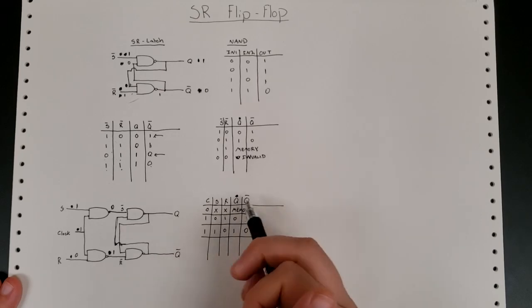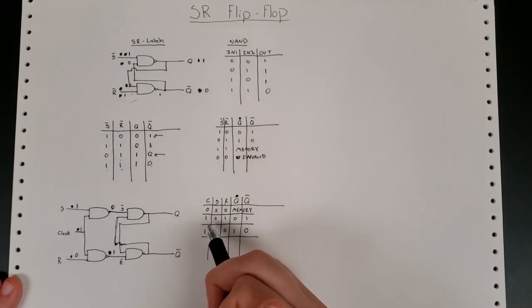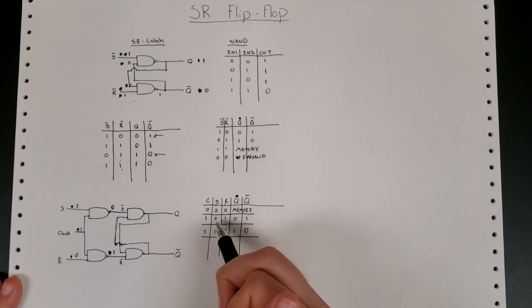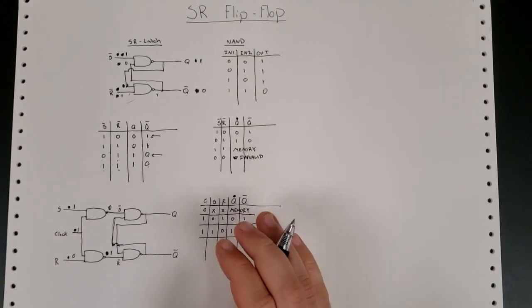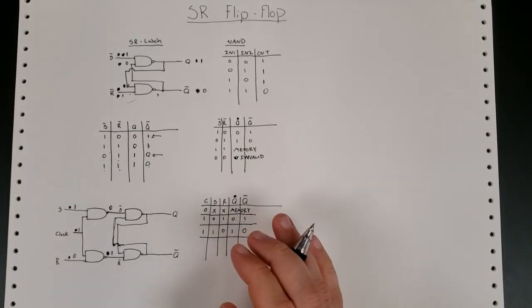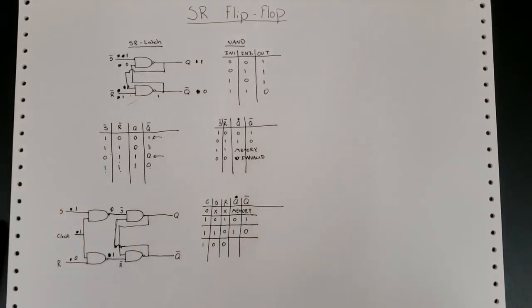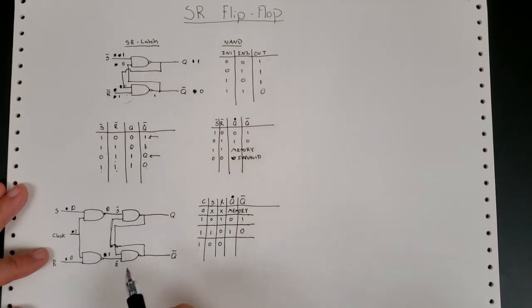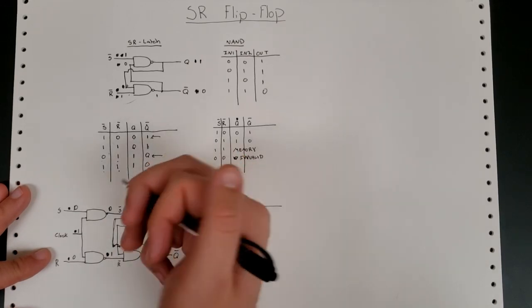If it's 0, then it doesn't matter what S and R are, we get whatever we had before. If clock is set to 1 and we have a new input, then our output will be whatever our input was. Okay, and then just as another example of this invalid case, if our clock is set to 1 and then we have 0, 0 here, right? So if our clock is set to 1 and then S and R are both equal to 0, that means both of our outputs over here will be both 1.